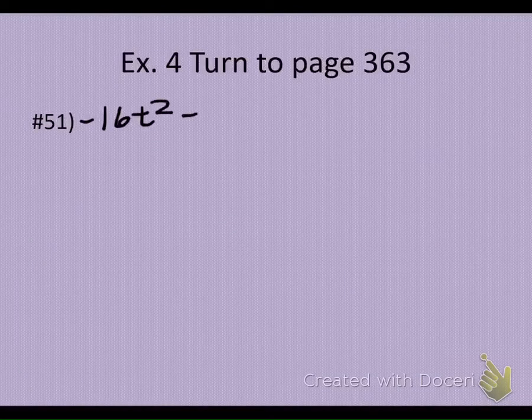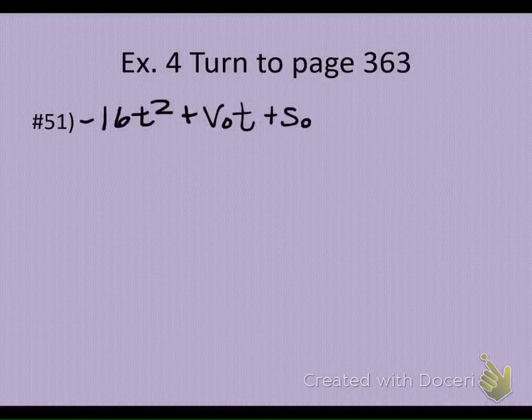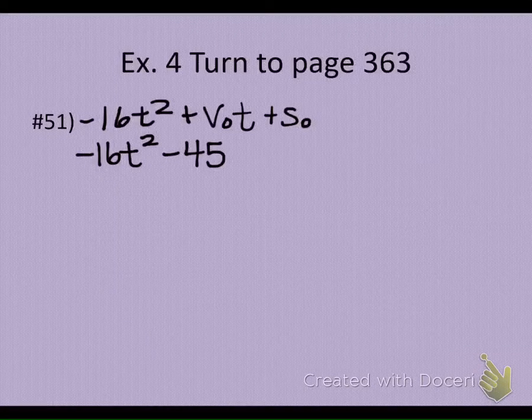So the first thing we're going to do is take in the directions, there's a formula. So we're going to write that down. It's negative 16t squared plus v sub o times t plus s sub o. Now, if you look at the picture on number 51, what does v sub o equal? Negative 45. So we're going to bring down negative 16t squared, minus, in place of v sub o, we're plugging in the negative 45 times t.